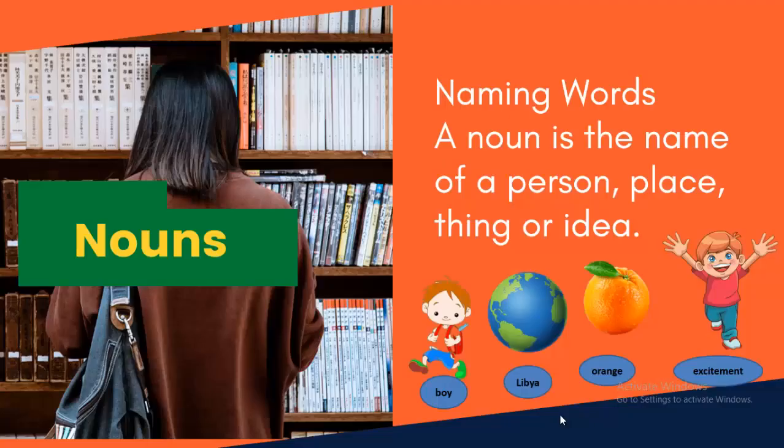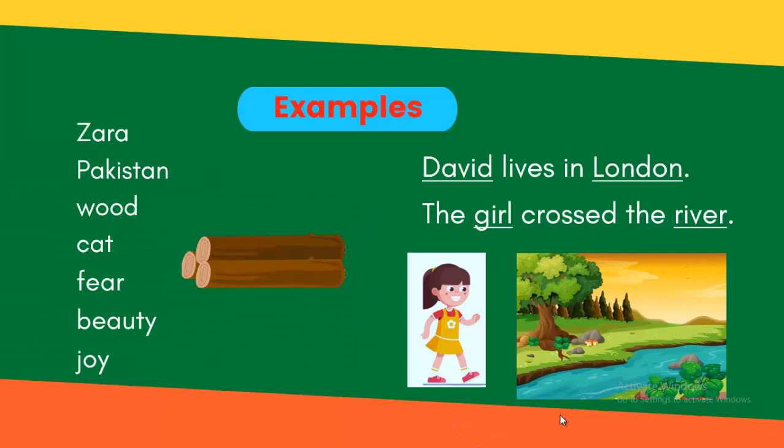Now we'll discuss each part of speech and see how they are used in sentences. Nouns. Nouns are naming words. They can name persons, places, animals, things, ideas, or emotions. Nouns are everywhere in our speech and in our writings. Almost everything that you can think of is a noun. You can see different examples of nouns here.